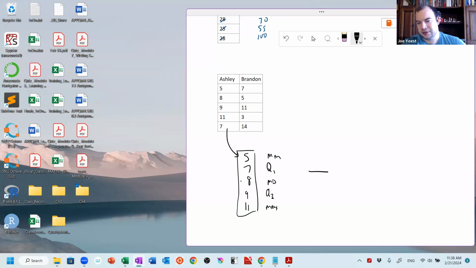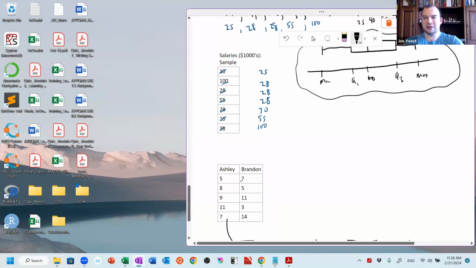So if I make my box and whisker plot now, 5 is my min, 7 is Q1, 8 is the median, 9 is Q3, and 11 is the max. Again, I was trying to be reasonably accurate with the scale. It's not going to be perfect, but I want it to be a pretty decent scale. I connect my middle 3 vertical tick marks with horizontal lines to make a box. And then I make my whiskers.